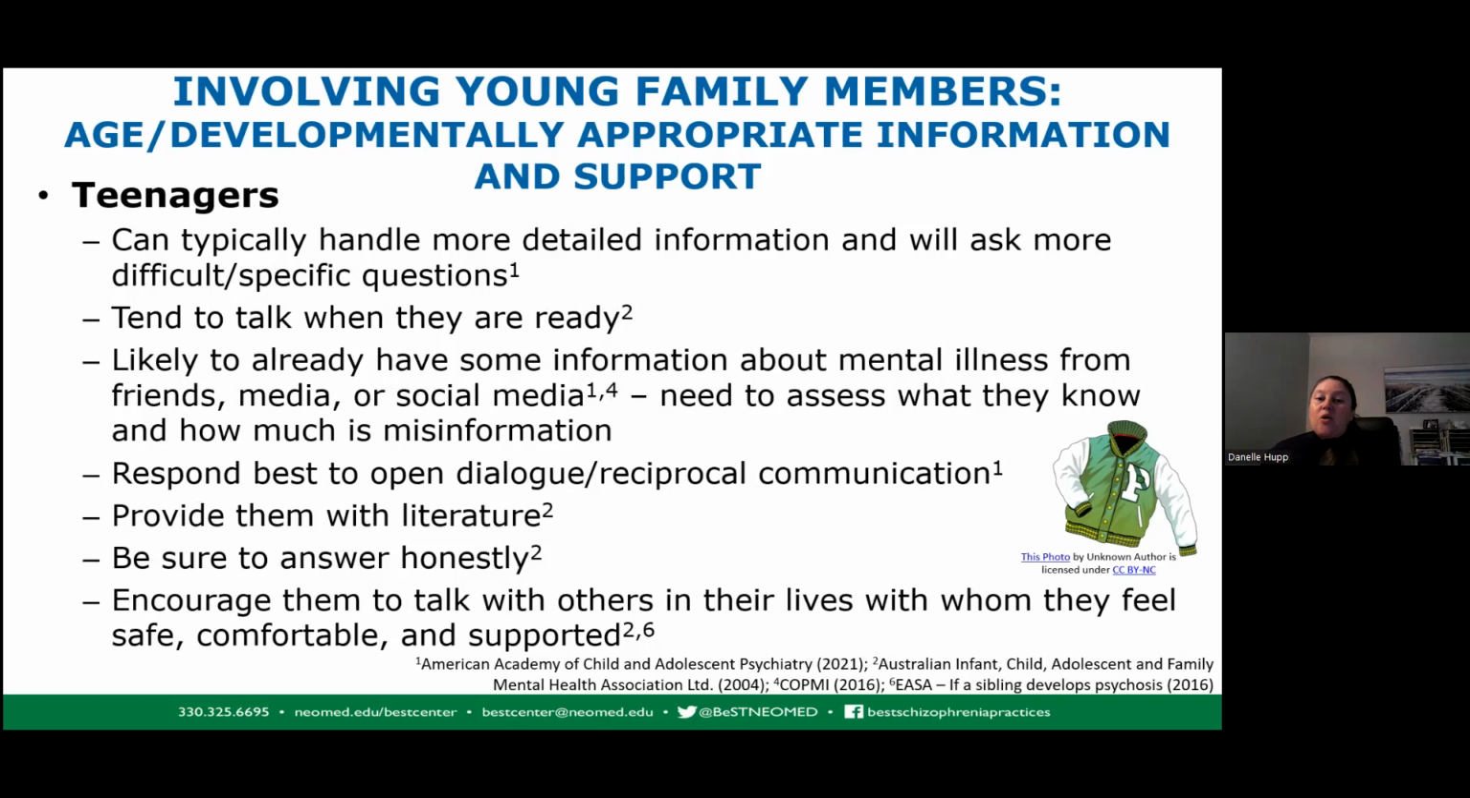They respond best to really open dialogue or reciprocal communication. So instead of talking at them, really engaging with them, providing them with age appropriate literature. Sometimes, teenagers will need to take it on their own, read it on their own time, digest it a bit, and then have an opportunity to come back and talk about it. Again, honesty is really important. And then encouraging them, we all know that teenagers, that's a time in life when typically they look outwards to peers who have the most influence on them, or coaches, or teachers, or other mentors. So really encouraging them to talk with others in their lives outside of necessarily their immediate family, with whom they feel comfortable and safe and supported.